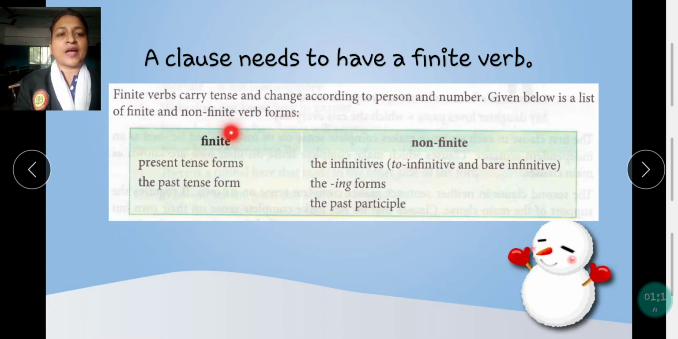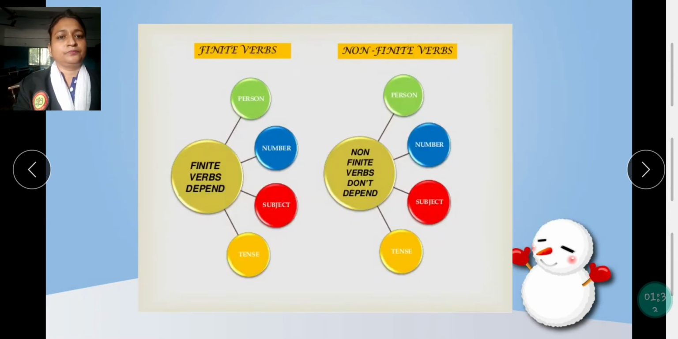Given below is a list of finite and non-finite verb forms. In finite you have present tense forms and past tense forms, whereas in non-finite you have the infinitives, that is to plus verb, the bare infinitive, the ing form of the verb, and the past participle. Now here again you can see the finite and non-finite differences. Finite verbs change according to the person, number, subject and tense, whereas non-finite verbs don't depend on person, number, subject and tense.